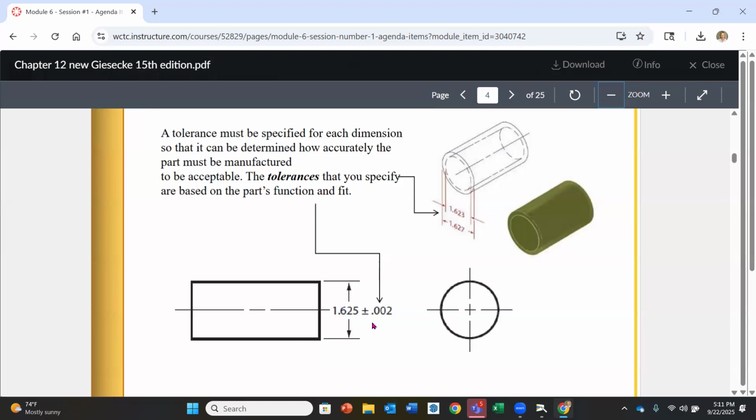So as we look at this part, we're saying 1.625 plus or minus 2 thousandths. So we're going to add 2 thousandths to 1.625. So that's going to be 1.627 up here in the drawing. This is the largest size that it can be. Then we're going to subtract 2 thousandths. So 1.623 is the smallest it can be. So when we're manufacturing, we can be anywhere, including both of those numbers, within that zone. And we call that the tolerance zone.